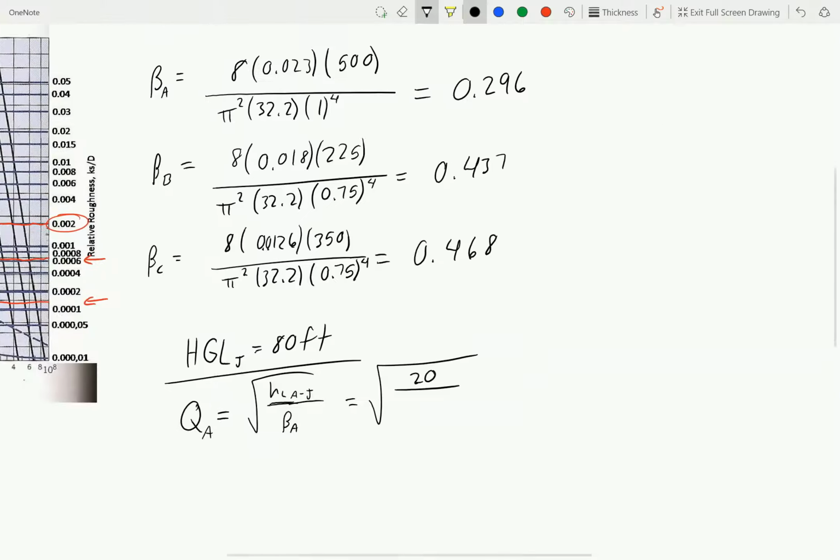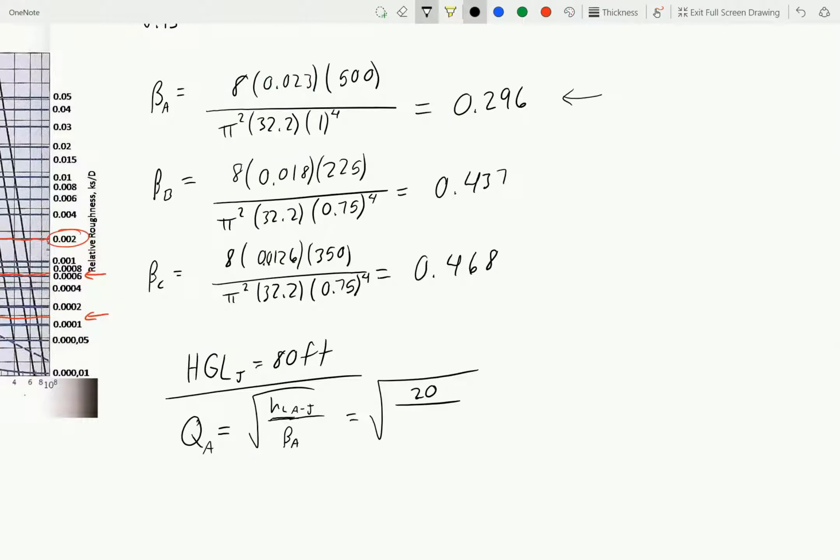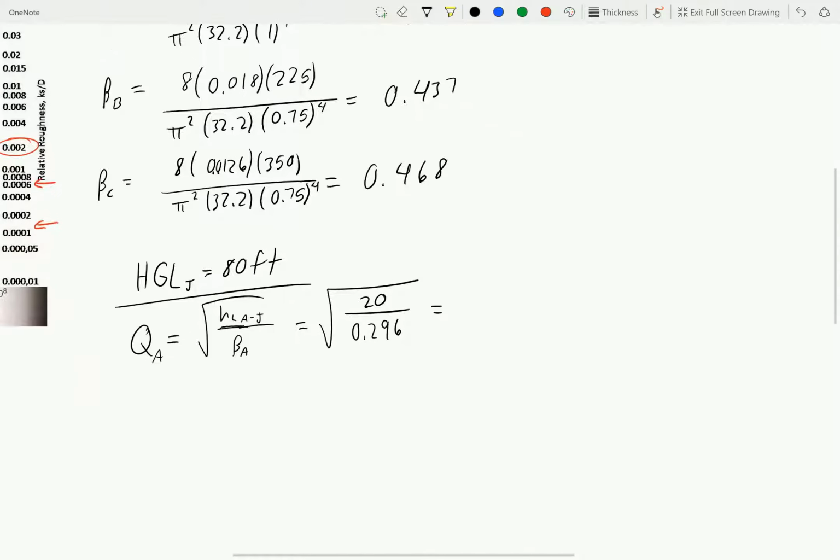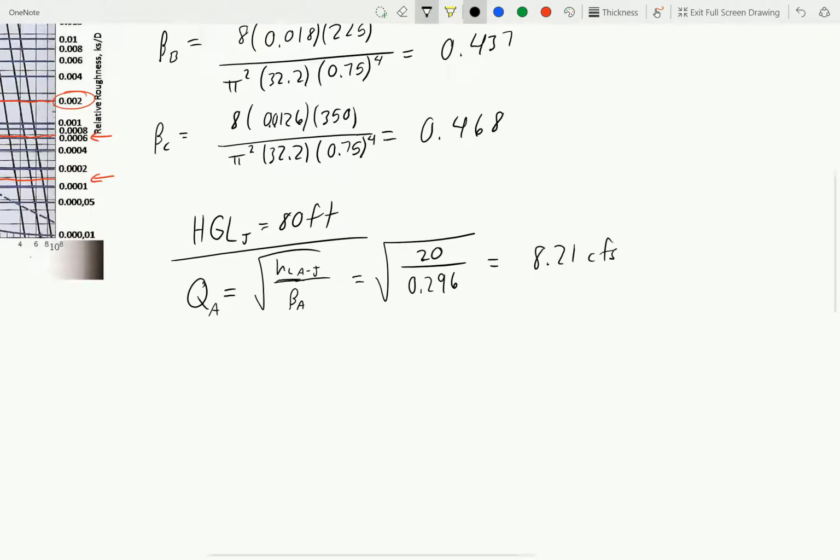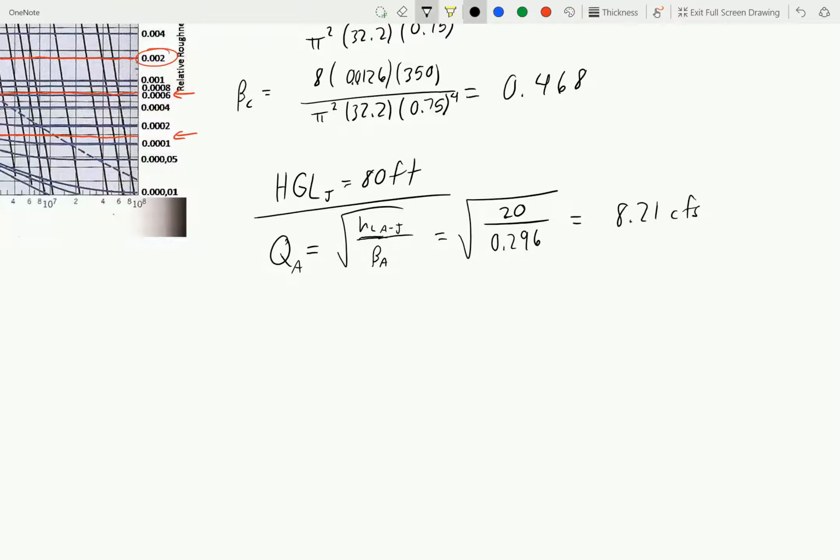And then our beta value for A we calculated right here to be 0.296. And we get our discharge of A as being 8.21 CFS. And then we can do the discharge at B, but the head loss is going to be 0 over beta B. So that's just going to be 0. So we can usually just neglect that for our first trial.